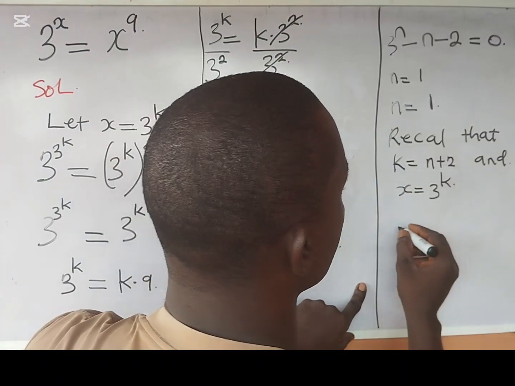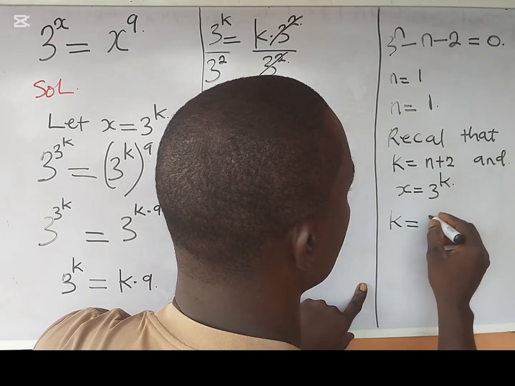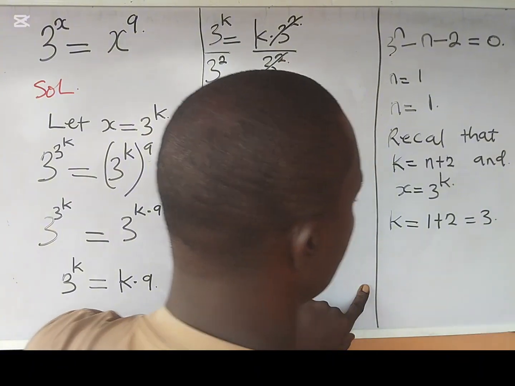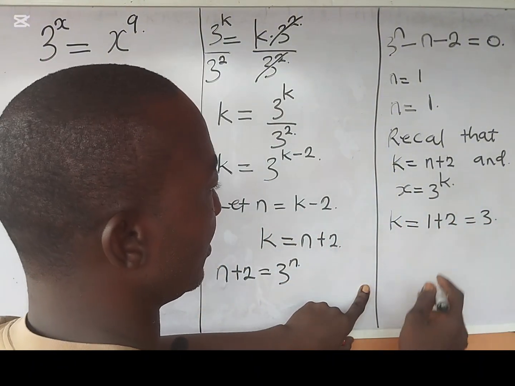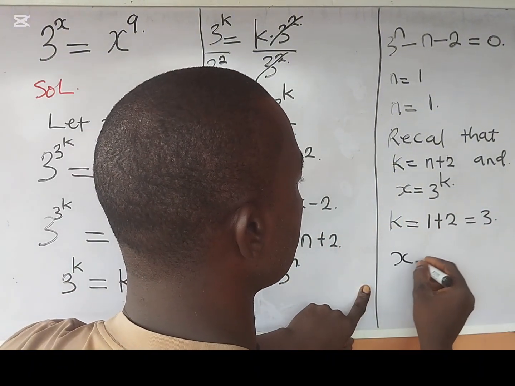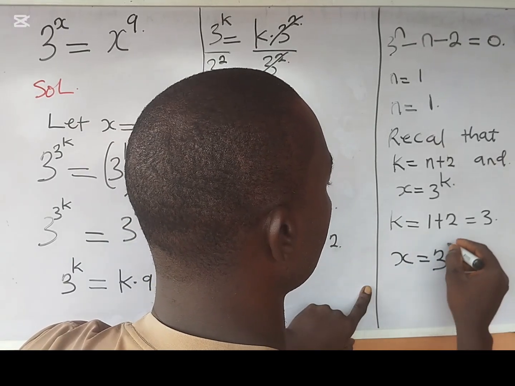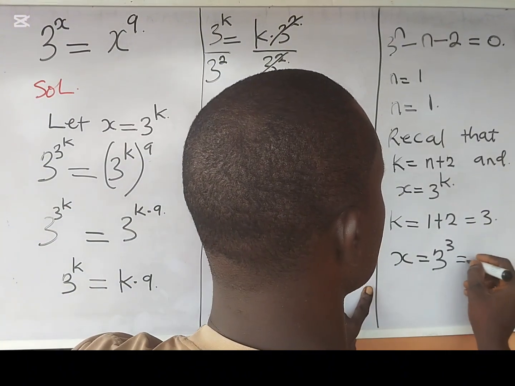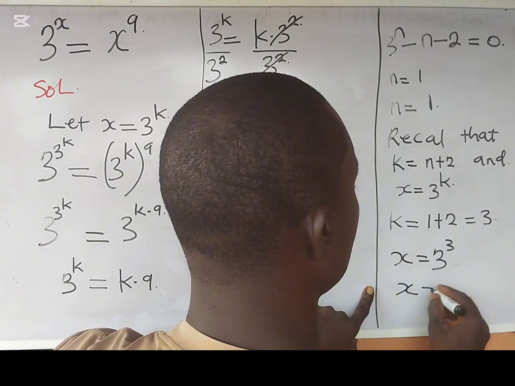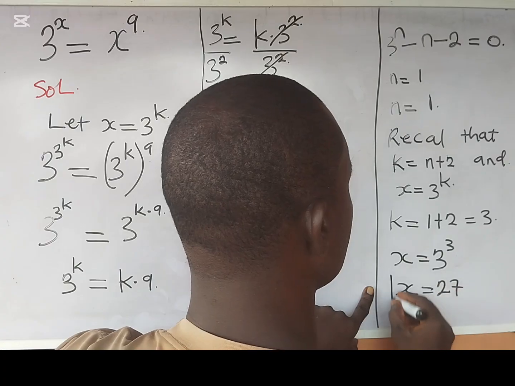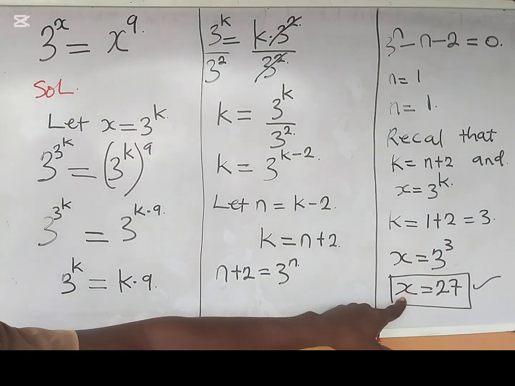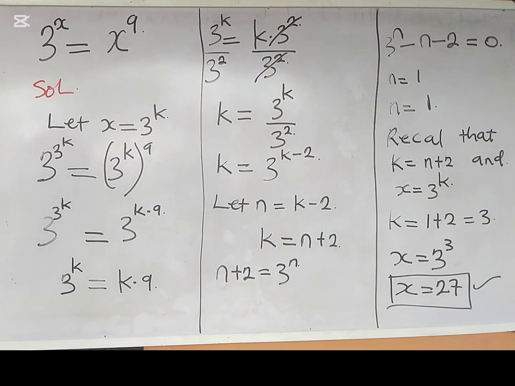So let's solve it. k will be equal to 1 plus 2, which is equal to 3. If k is equal to 3, then x will be equal to 3 raised to the power of 3. And the value for 3 raised to the power of 3 is 27. So this is the final answer. x is equal to 27. That is the final answer.